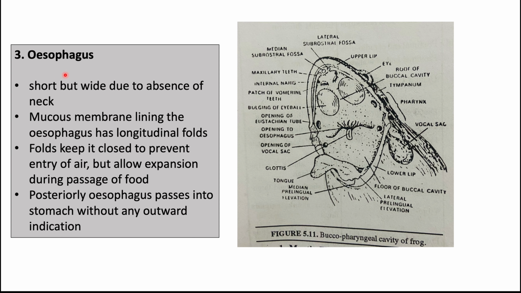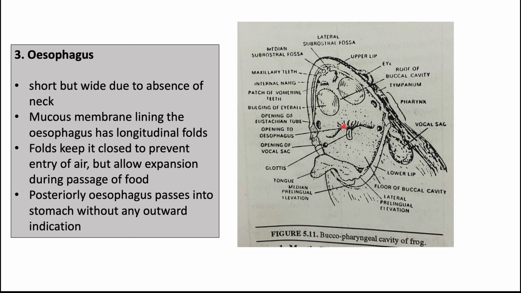Coming to the esophagus, the esophagus is short but wide due to the absence of a neck. As we have studied, the frog body is divided into only head and trunk. There is no tail, no neck. So the esophagus is short but wide.